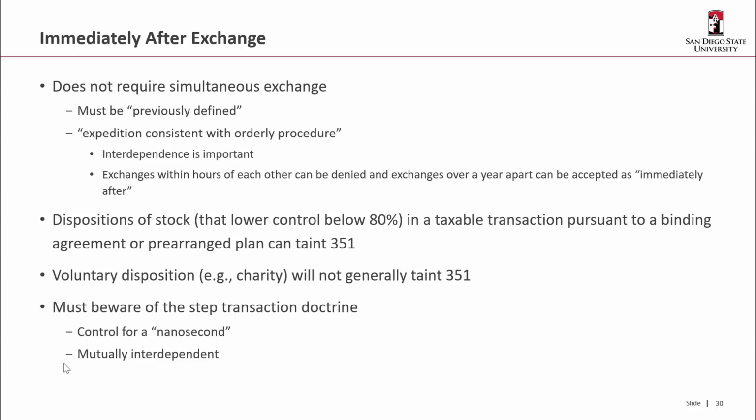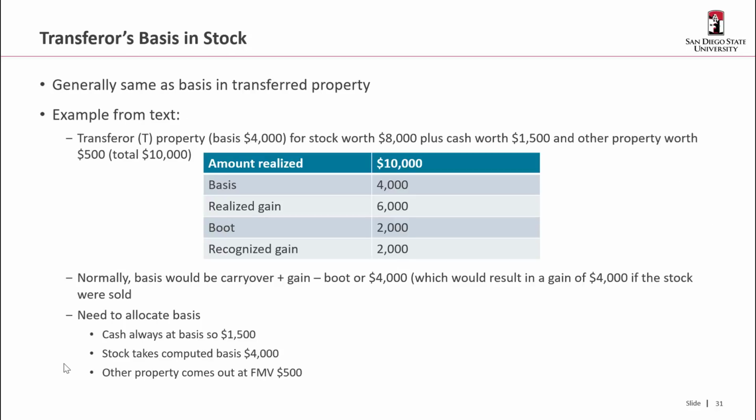Voluntary disposition. So if I get some and then I give it to charity, that generally doesn't taint the 351. So in the instance where I got just above, or I got just 80%, and then I gave a share away, which would have dropped me down to 79.99%, but I gave it away to a charity voluntarily, that's not going to taint my 351. You always have to be aware of step transactions, right? And to the extent they're mutually interdependent. And we talked about that in a previous slide when we talked about the step transaction theory.